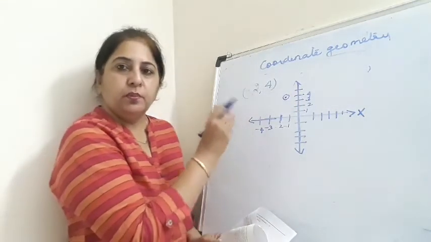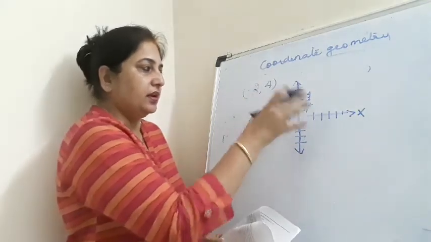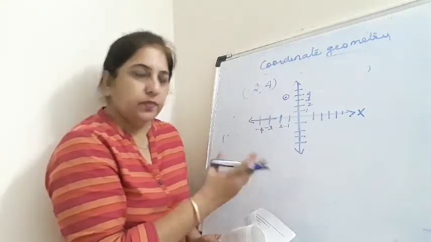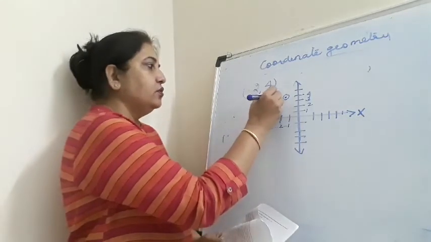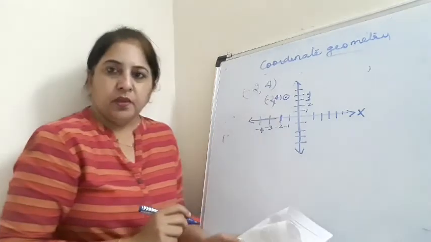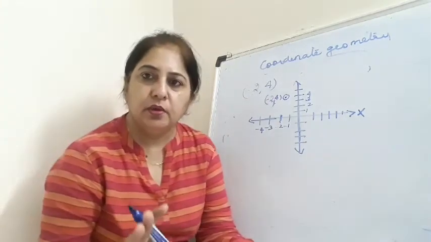So you will show the plotting of the point in a particular Cartesian plane and you will verify that what you have written is correct. Yes. So now this is (-2, 4). Okay. So this is how you're going to verify it. So I hope this is very easy and you'll be able to do it.